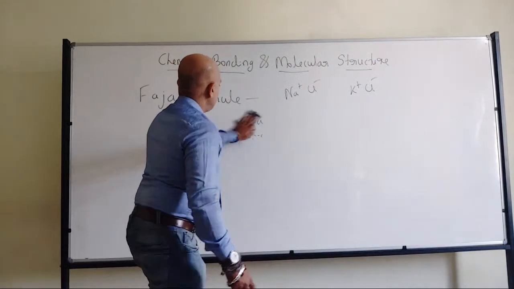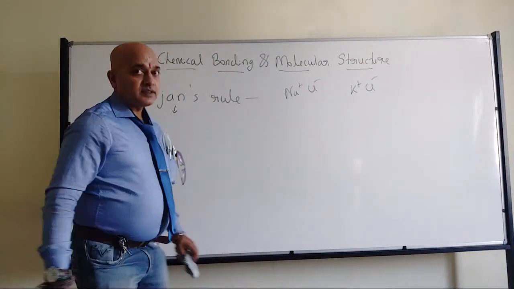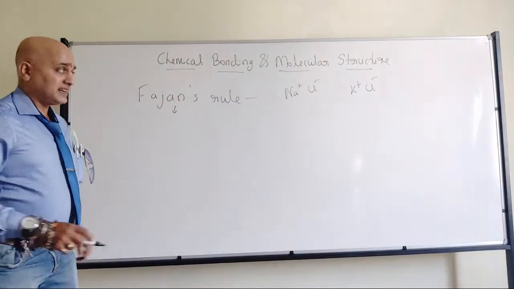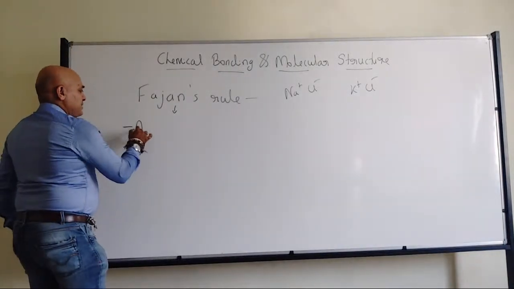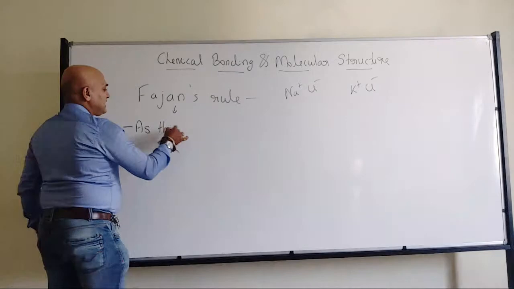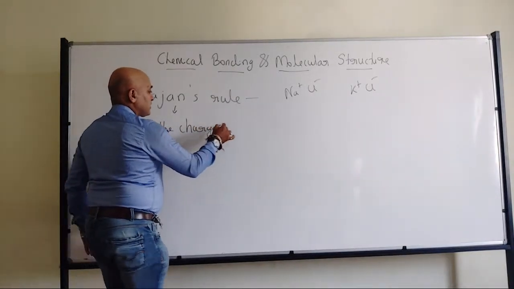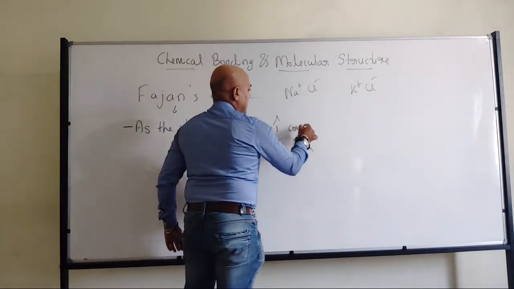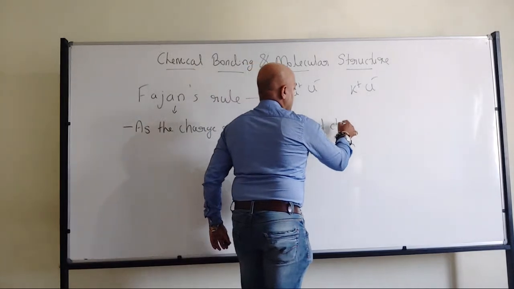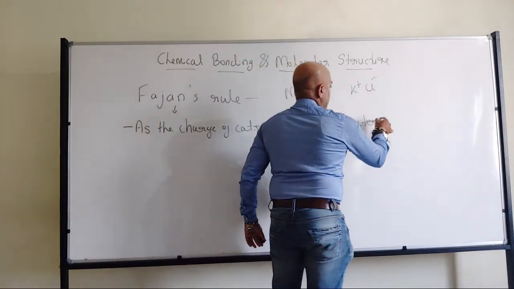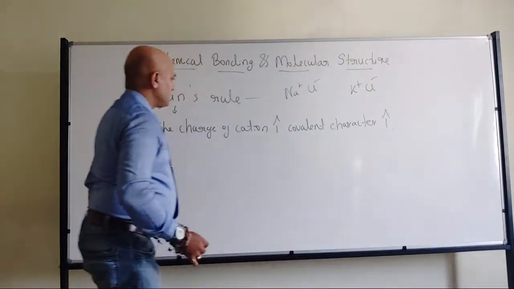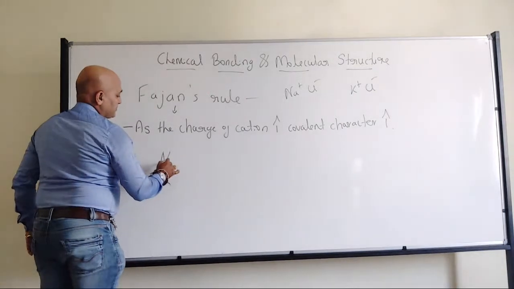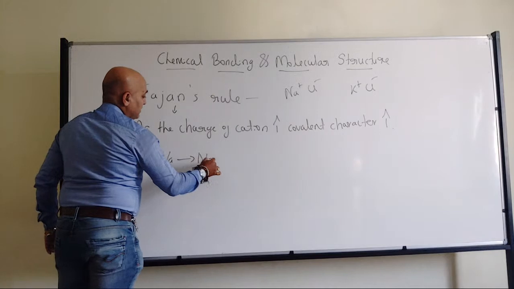Any doubts? Then we will move to the next point. Next point here is the same thing, related to the first only. As the charge of cation increases, covalent character will also increase. So what do you mean by charge? See, for example, I have sodium. It will become Na+.